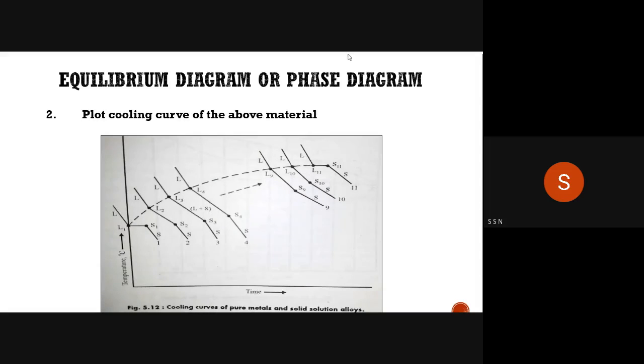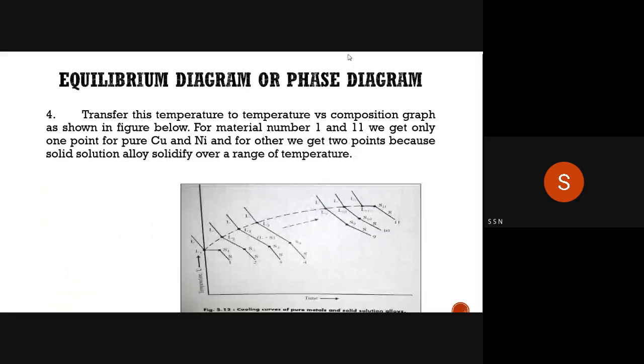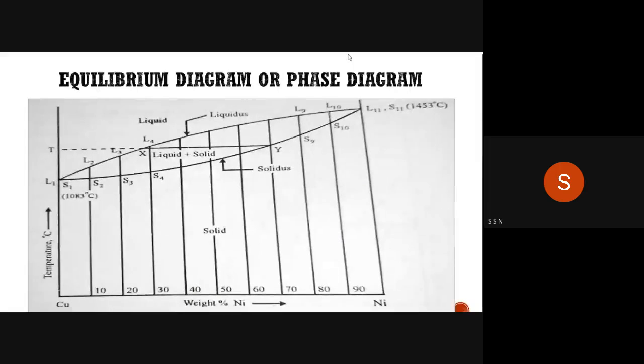L1, L2, L3, L4 up to L11 represent the liquid points, above which the liquid phase will be there, and S1, S2, S3, S4 are the solid points on the cooling curve. That means below those points the solid phase will be there, and in between those points, L1 to S1, solid plus liquid phase will be there. So we have joined all the L1, L2, L3 points and the S1, S2, S3, S4 points, and we have got two curves.